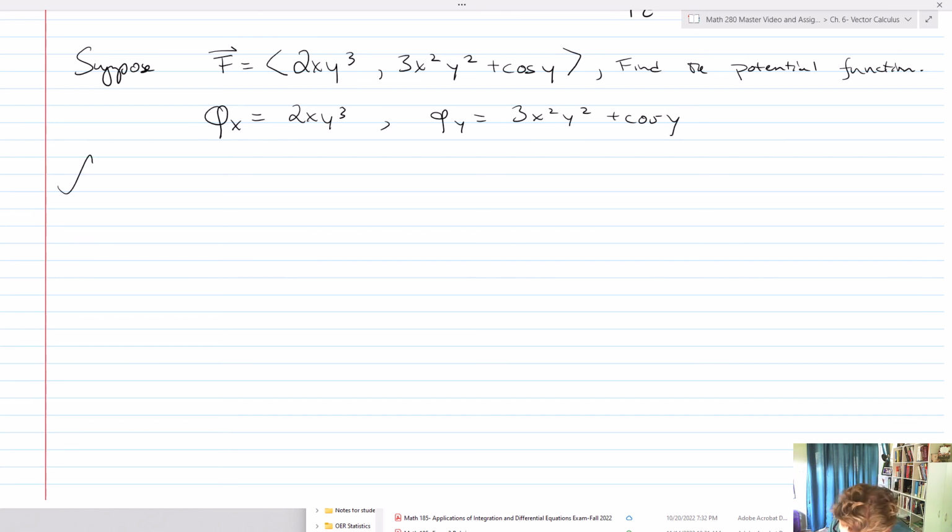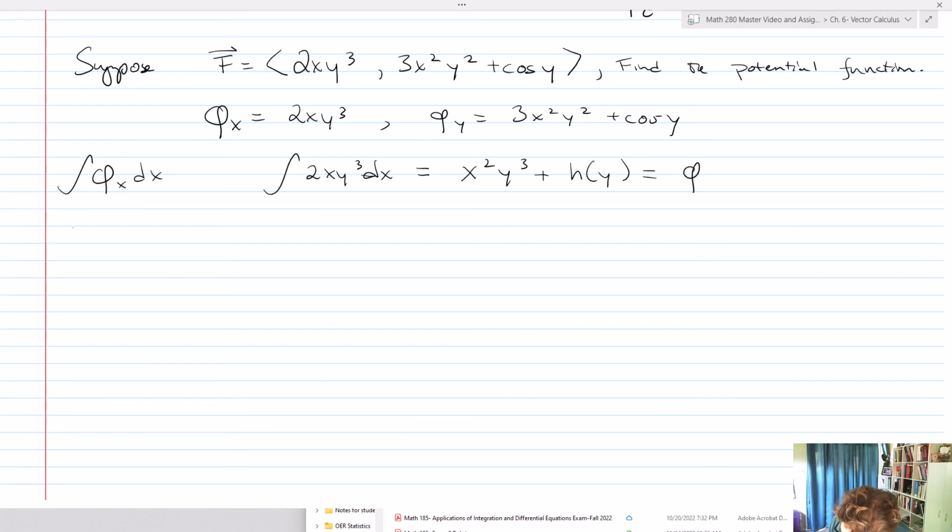So I'm going to start out just the same way as I did before, with phi of x dx. So that's going to be the integral of 2xy cubed dx. And that's going to then equal x squared y cubed plus some function of y. No z's, so it's just going to be a function of y. We'll call it h of y. And that's going to be phi.